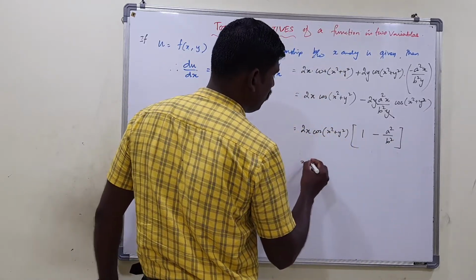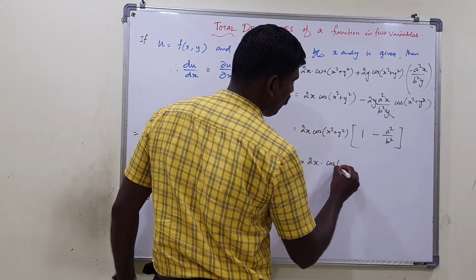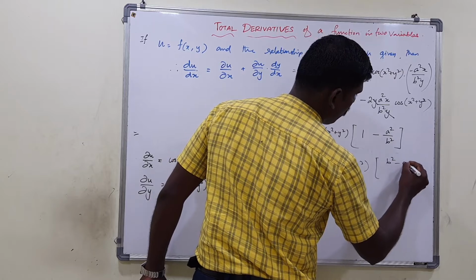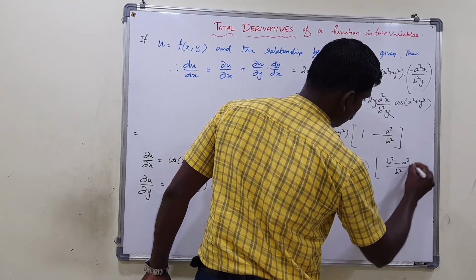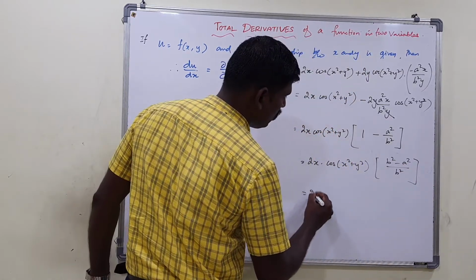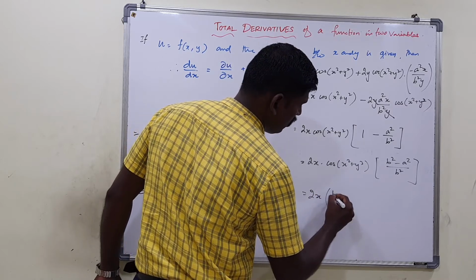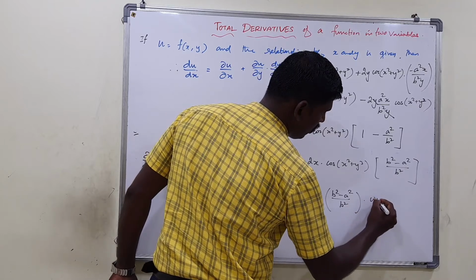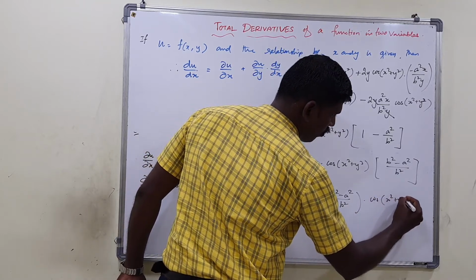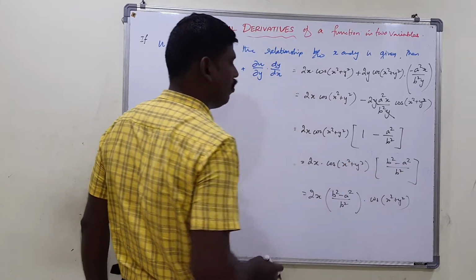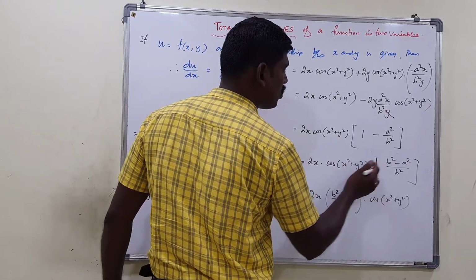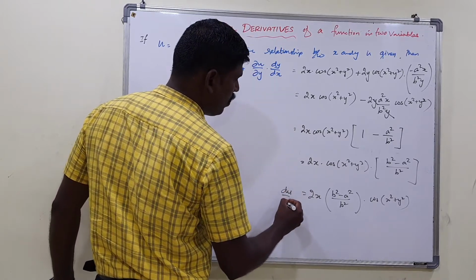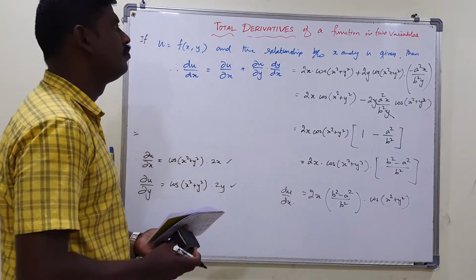So taking the LCM, 2x into cos of x square plus y square into b square minus a square by b square. This can be written as 2x into b square minus a square by b square into cos of x square plus y square. Don't multiply this with the angle, okay? These are all single terms, cos of an angle into a product. This is the value of du by dx. That's all.